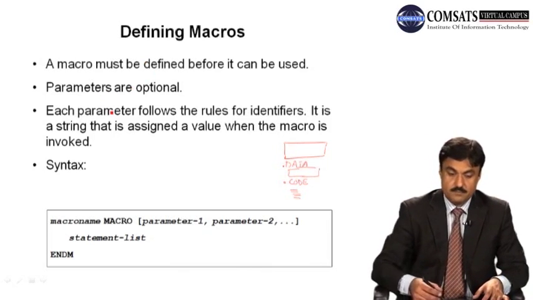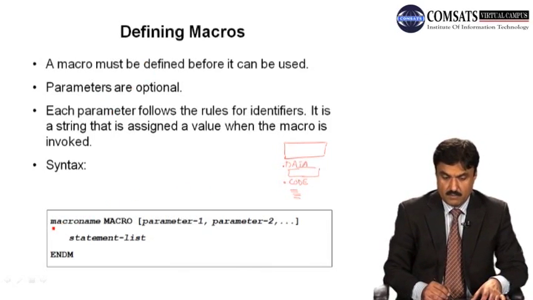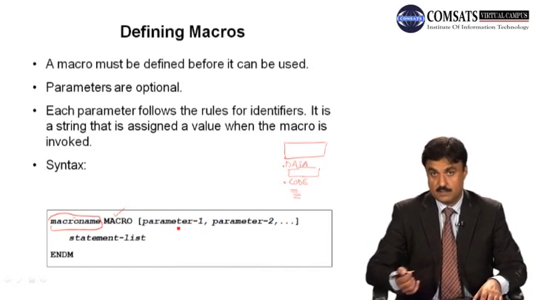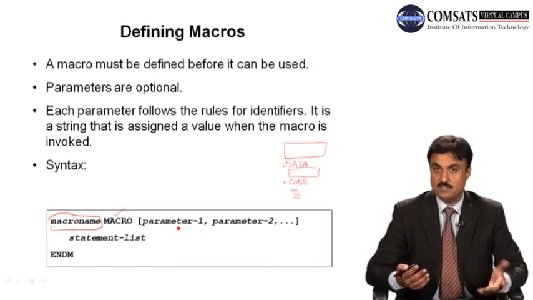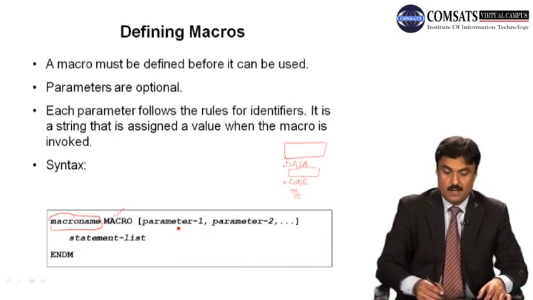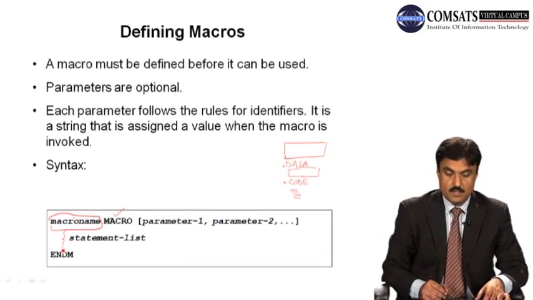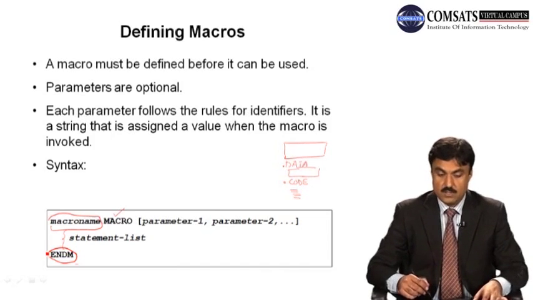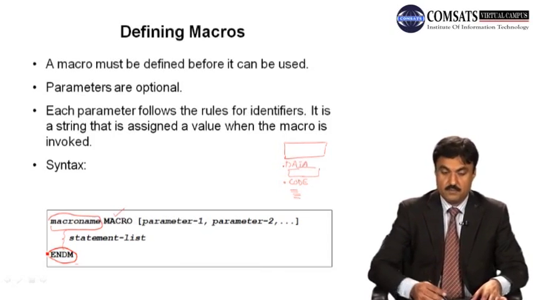And the parameters, here you can see there is a macro name. This is the name of the macro, and the keyword is macro, and it has an optional parameter list. Either you can pass parameters, or if you don't want to pass parameters, you can leave it empty and so on. And there is a statement list, and in the end, to close the body of this macro, we have the endm keyword. This endm keyword shows that this is the end of the macro.